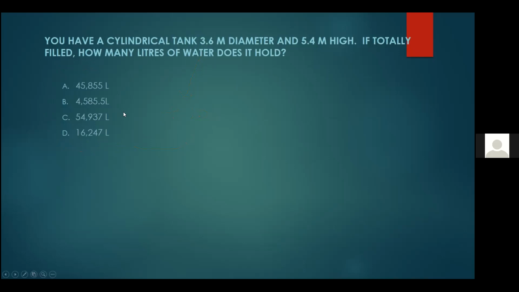Oh, this is a good one too. All right. I have a cylinder tank. It's 3.6 diameter and about 5.4 meters high. If I totally fill this, how many liters do I have? Ooh, let's think about that one. This is a two-part question. I'm really going to make you think here.